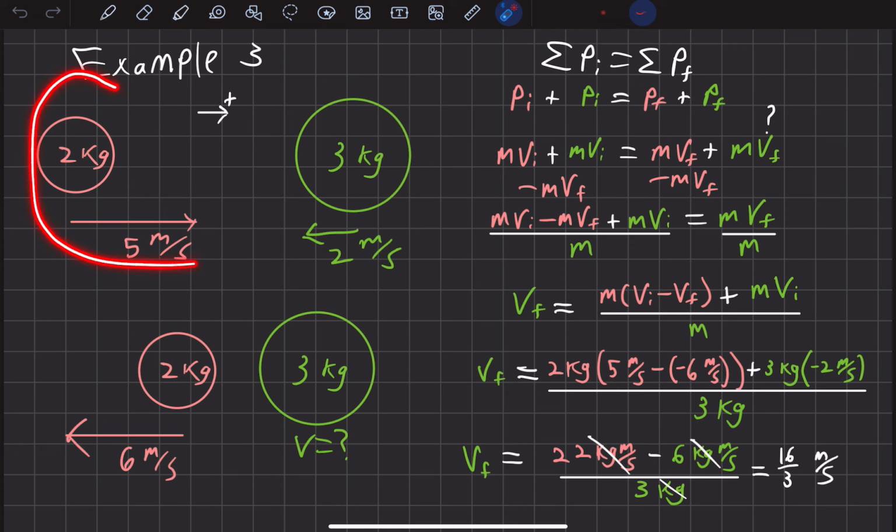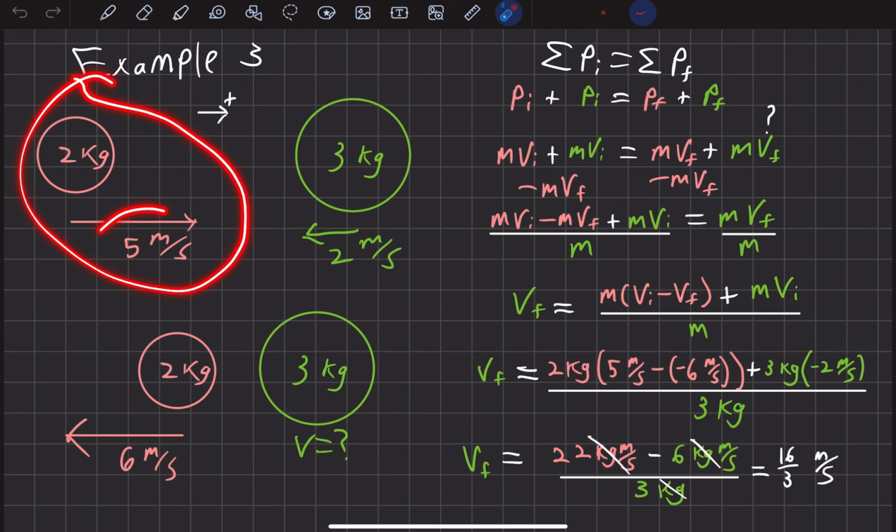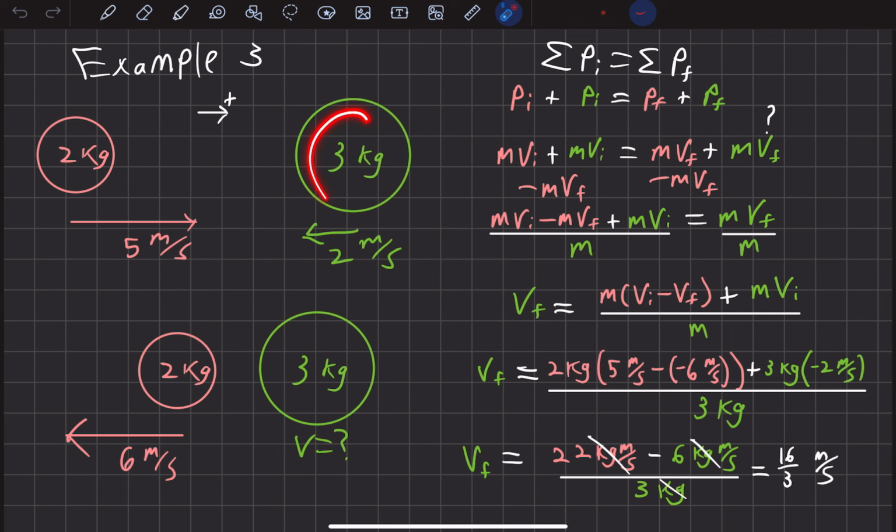For this example, we have two objects. The object on the left is going to the right at 5 meters per second, and it's a 2 kilogram object. The object to the right is going to the left, and it's a 3 kilogram object going 2 meters per second. Whenever we approach one of these problems, we need to specify what is the positive direction and what is the negative direction. So the positive direction is going to be to the right in this case.